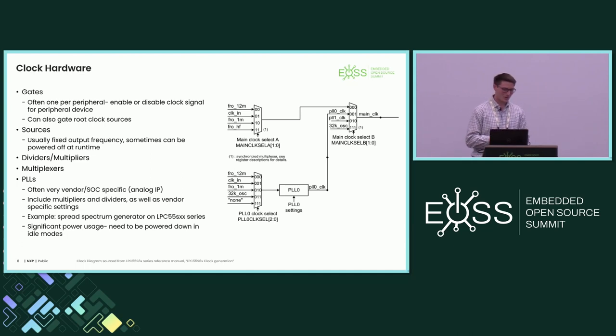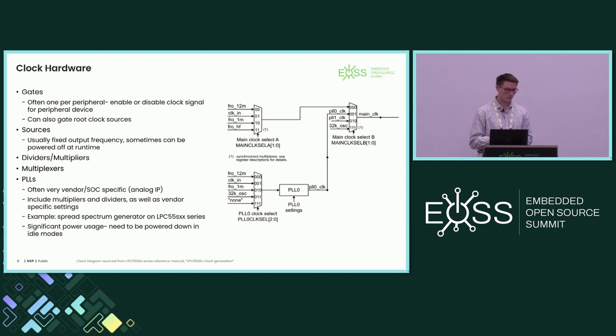So you have gates, often per peripheral. Additionally, you can sometimes gate root clock sources. And sources themselves, you can sometimes power off at runtime to save power. Beyond that, you have dividers and multipliers, very standard, just divide a clock or multiply it. And you have multiplexers, so the ability to select from a different set of sources to then clock a given output.